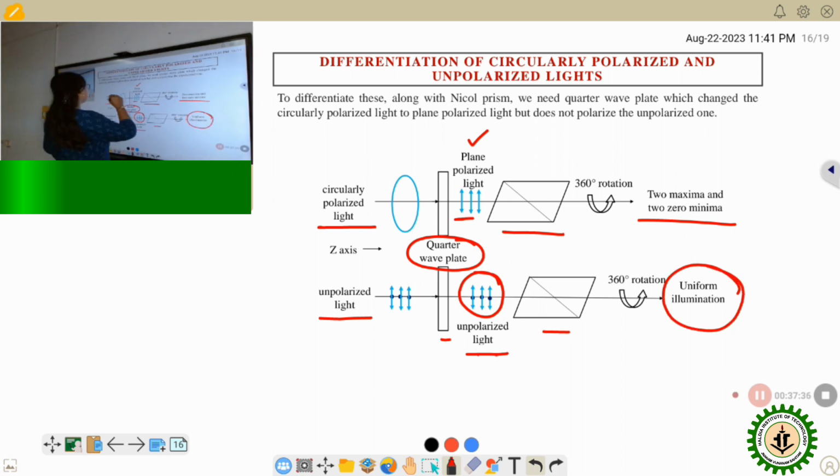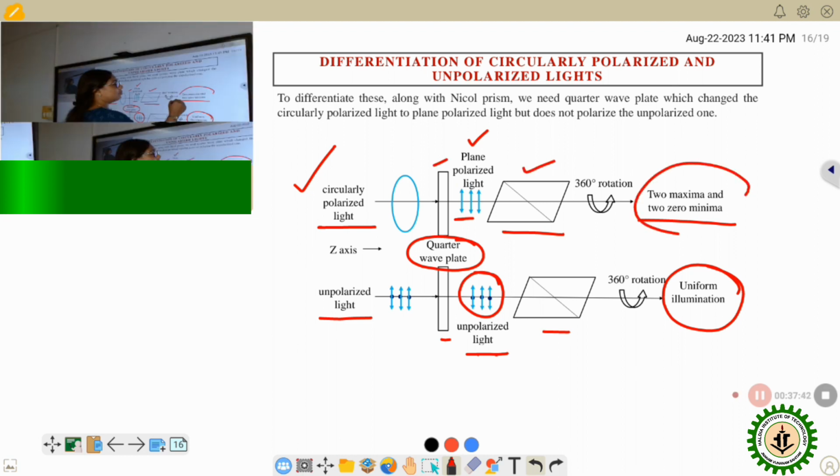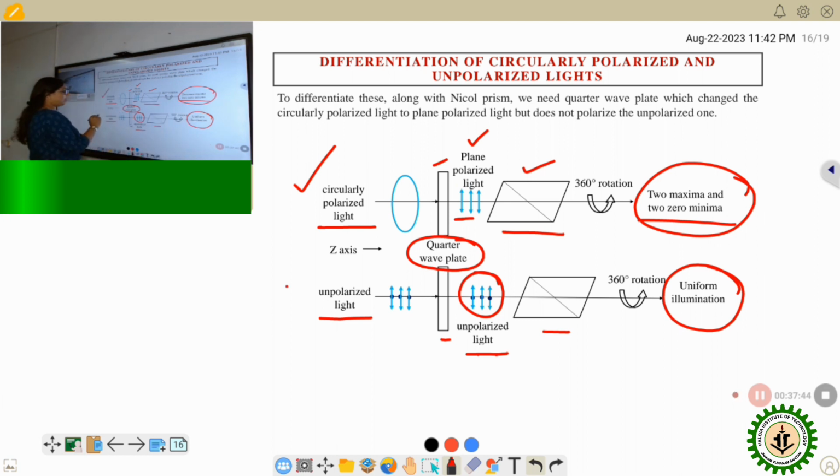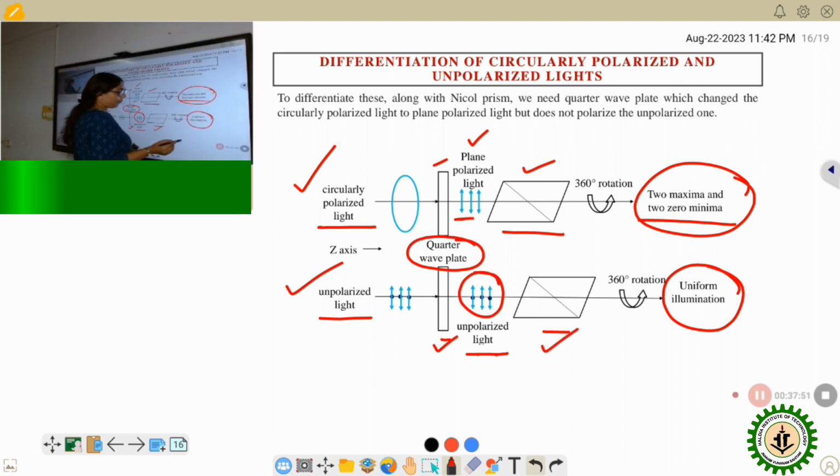So in case of circularly polarized light, using a quarter wave plate and analyzer, we get two maxima and two minima. In case of unpolarized light, after using a quarter wave plate and nickel prism, we get uniform illumination. Thus, we can differentiate between circularly polarized light and unpolarized light using these two devices.